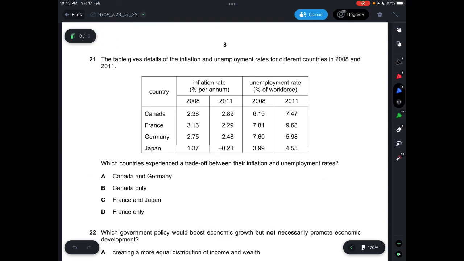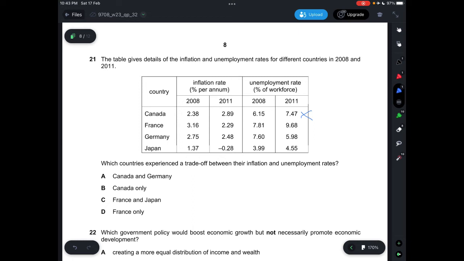Okay, for question 21, the table gives details of the inflation and unemployment rates for different countries in 2008 and 2011, and which countries experienced a trade-off between their inflation and unemployment rates. For Canada, the inflation rate goes from 2.38 to 2.89, meaning there's an increase in the inflation rate and also an increase in aggregate demand. The unemployment rate, however, increases from 6.15 to 7.47, meaning there's no trade-off.